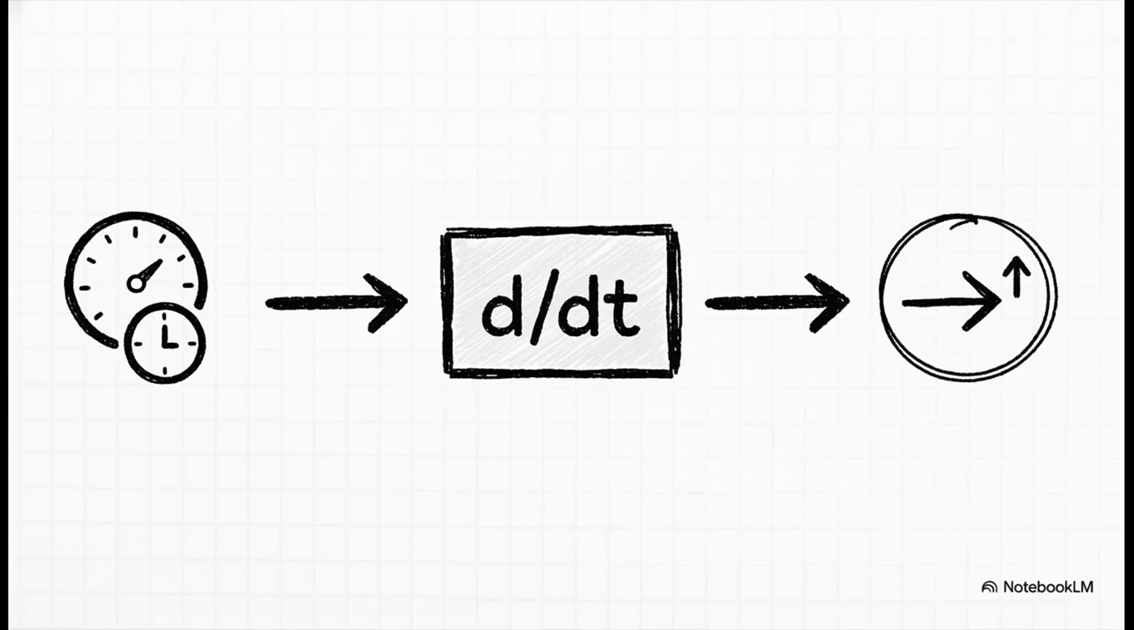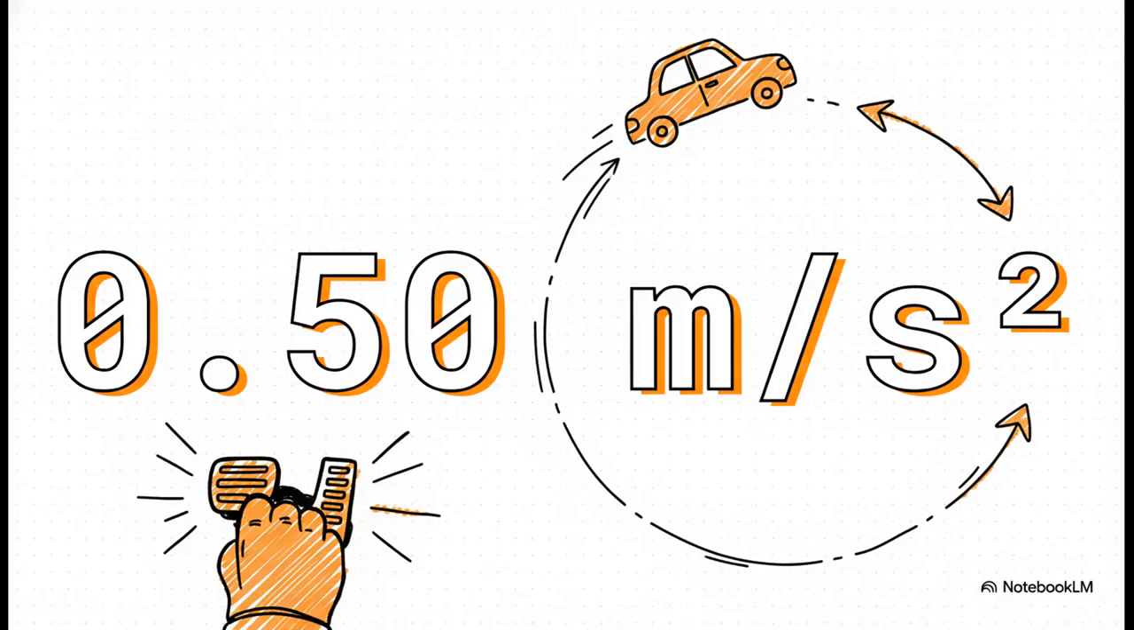In calculus terms, that's just the derivative of velocity with respect to time, dv over dt. So if we take the derivative of at, we just get a. It's a constant. The tangential acceleration isn't even changing. It's just a, which is 0.50 meters per second squared. And just like that, boom, we've got the first half of our answer. That was almost too easy, right?